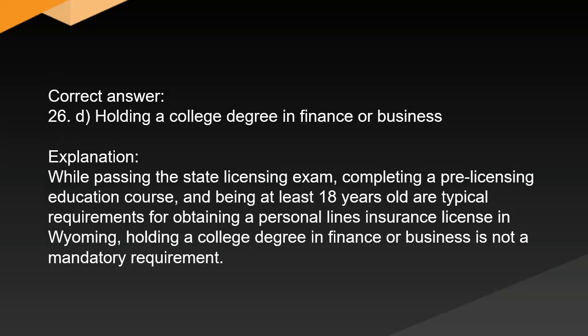Correct answer: D. Holding a college degree in finance or business. Explanation: While passing the state licensing exam, completing a pre-licensing education course, and being at least 18 years old are typical requirements for obtaining a personal lines insurance license in Wyoming, holding a college degree in finance or business is not a mandatory requirement.